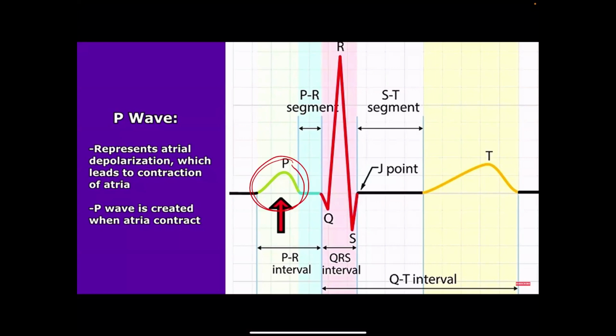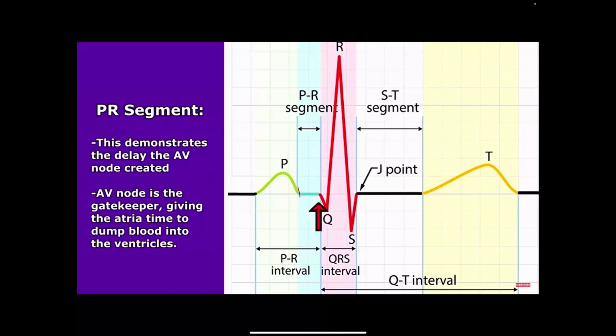So if you get an ECG where there is no P wave, you know that the atria are not contracting, so there's something wrong in the atria. The PR segment, which is this part over here, it's the delay that we talked about. It's the delay of conduction between the SA node and the AV node. So there's a delay here, just giving enough time for the ventricles to fill blood before they contract, okay? That's why we call the AV node the gatekeeper.